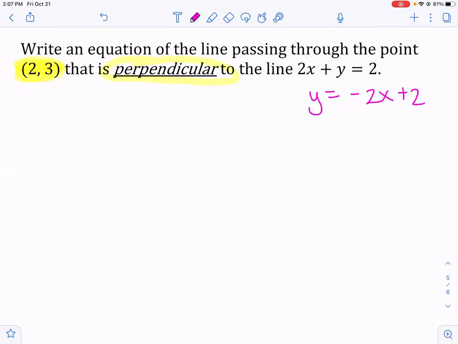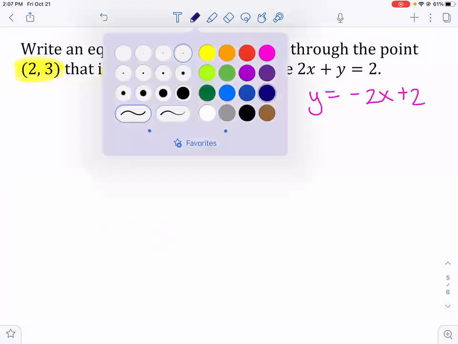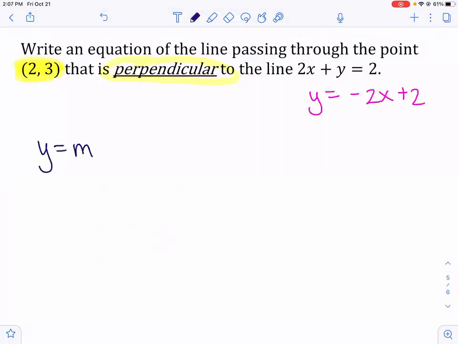I got 3 equals -2. I plugged the x and y in there and then did the equation, into the y. And you need y equals mx plus b. So 3 equals.